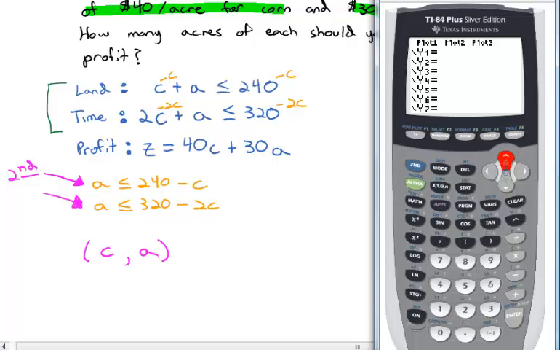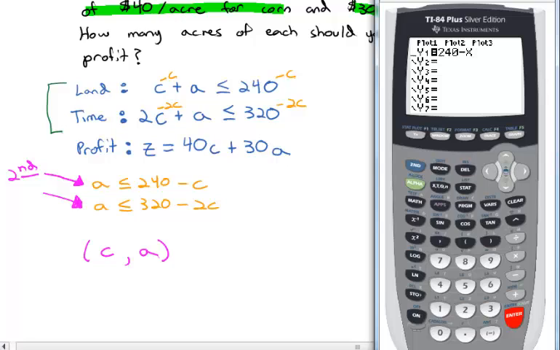And the first inequality is just 240 minus the variable. The only variable the calculator will take is the x, right next to the alpha, but that's okay. We're just going to use x. And since the y is less than that, we want to shade below that line. So we'll hit enter, enter.